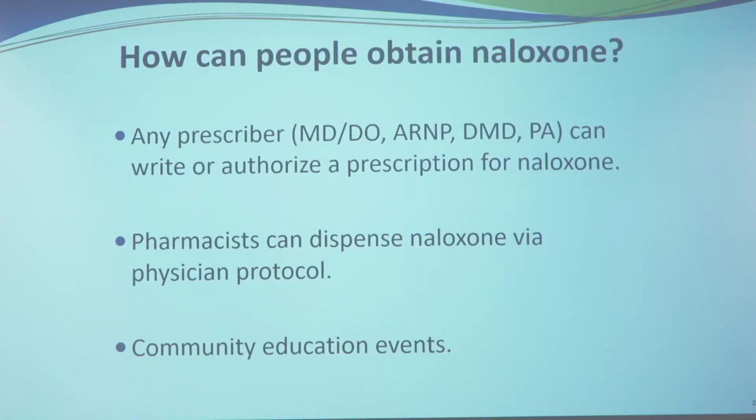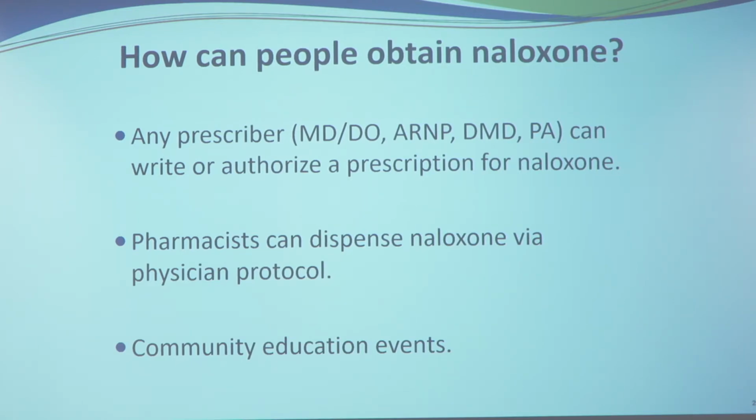So how can people get naloxone? Anybody that's in Kentucky that's a prescriber that has prescribing authority, so doctors, DOs, nurse practitioners, DMDs, PAs, if you can write a prescription in Kentucky, you can write a prescription for naloxone. Earlier, if you were listening to the name, oxymorphone at the end, that may make you think that it's a controlled substance. It's not. Naloxone is not a controlled substance. It is a prescription product, but it is not a controlled substance.